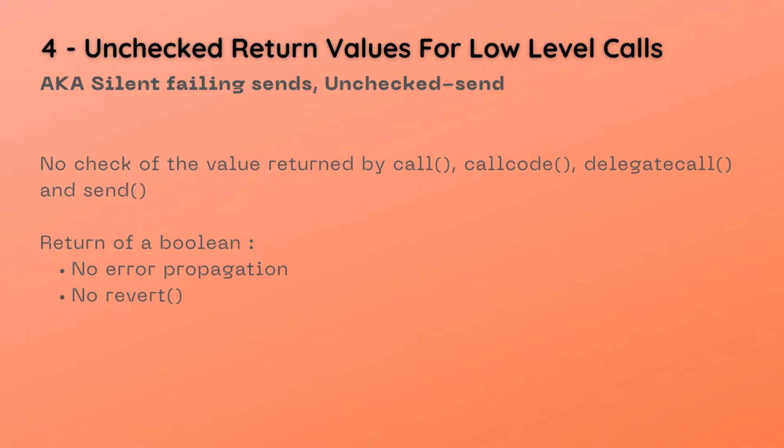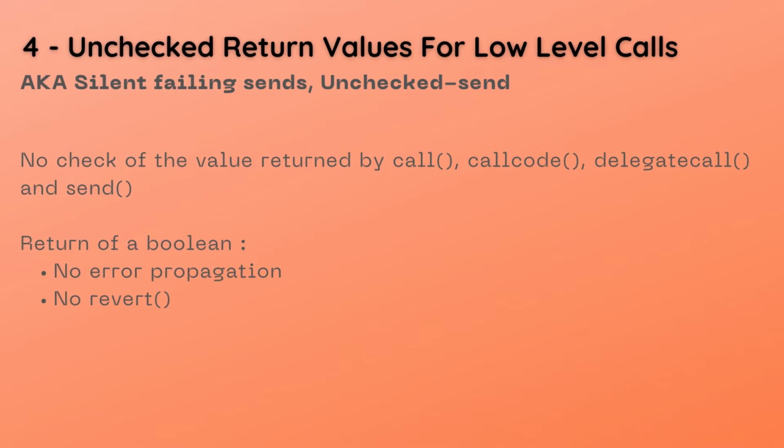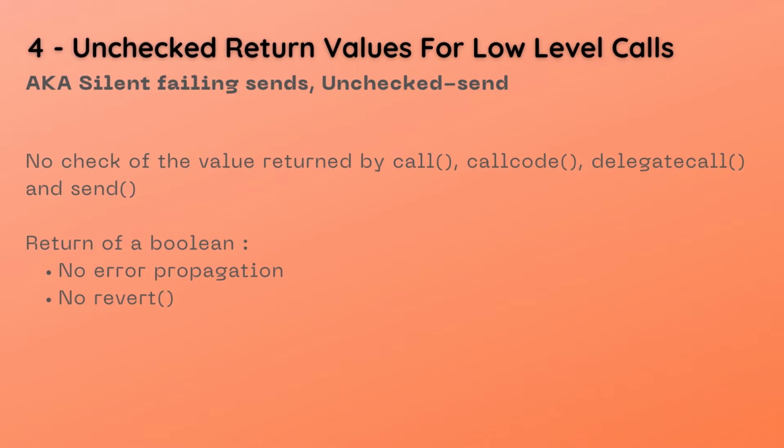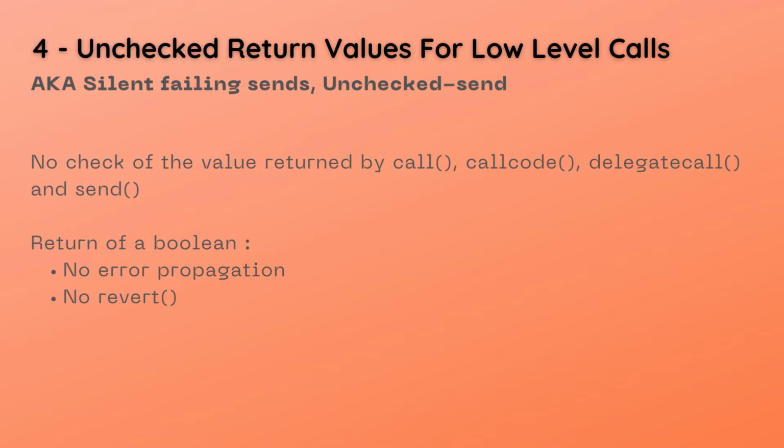In this category, we find vulnerabilities due to the lack of checking of the value returned by low-level calls: call, callcode, delegatecall, and send. Indeed, these functions do not propagate errors and do not cancel operations in progress with revert. They simply return a boolean. If the developer doesn't check its value, the contract may become vulnerable.